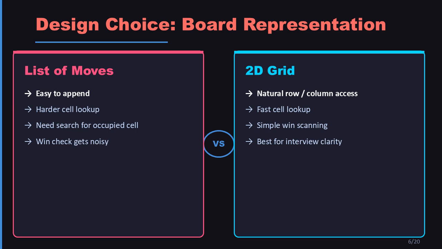Here is a design choice interviewers like. Should we store a list of moves or a two-dimensional grid? A list of moves is simple for history, but it makes cell lookup and win checking noisy. A grid is the natural model. You can directly access row and column, check whether a cell is empty, and scan rows, columns, and diagonals. For this problem, choose the grid. If you need move history, keep it separately.